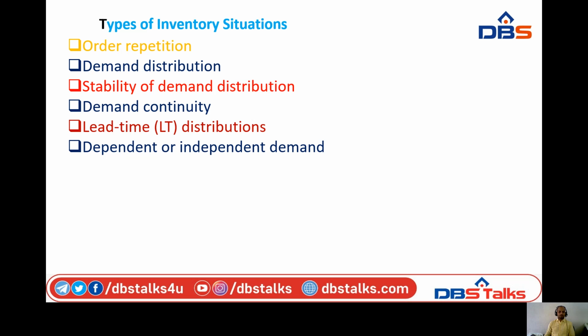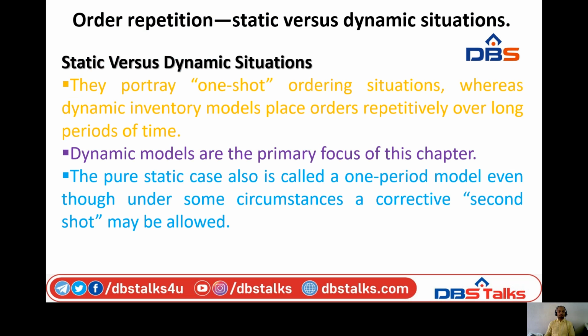Each of the 6 classes of inventory situations is described as its own type of management, even though they can all be centralized or decentralized according to the dispersion of use for the producers or suppliers and customers. Then coming to the first situation, which is order repetition.